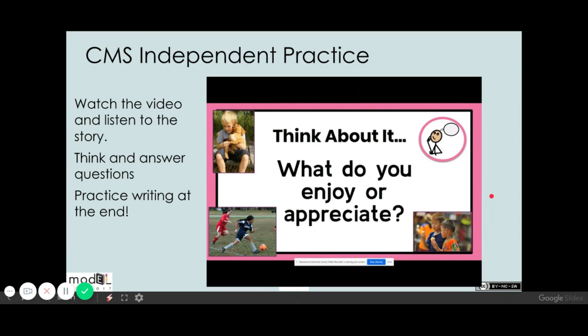Before we read, think about the question, what do you enjoy or appreciate? Here are some new pictures to help you think about some things you might enjoy or appreciate. Pause the video and think about it.